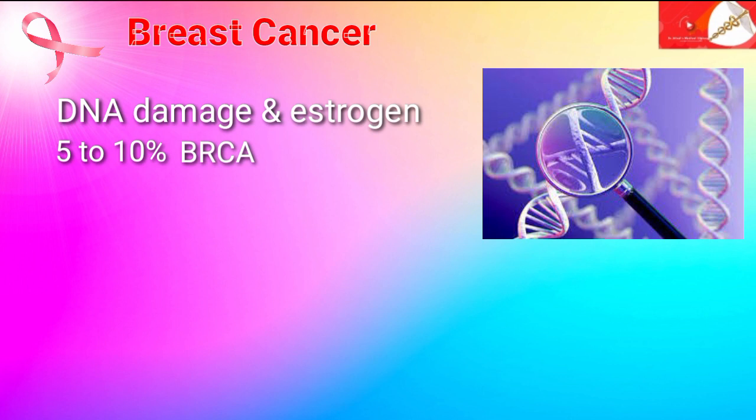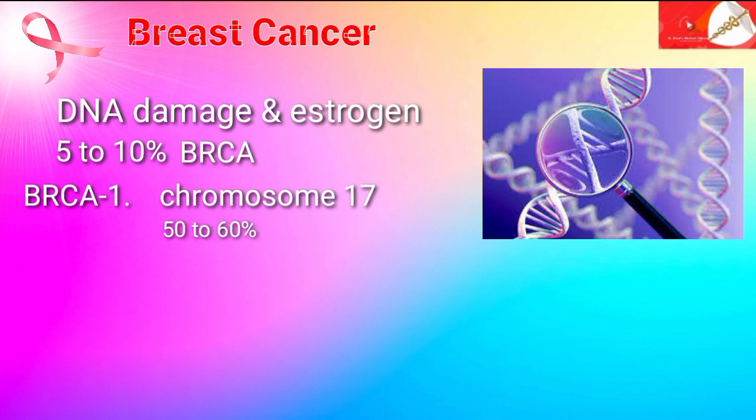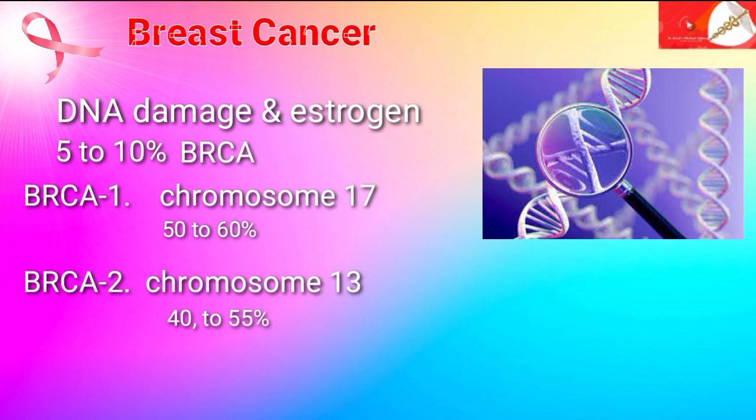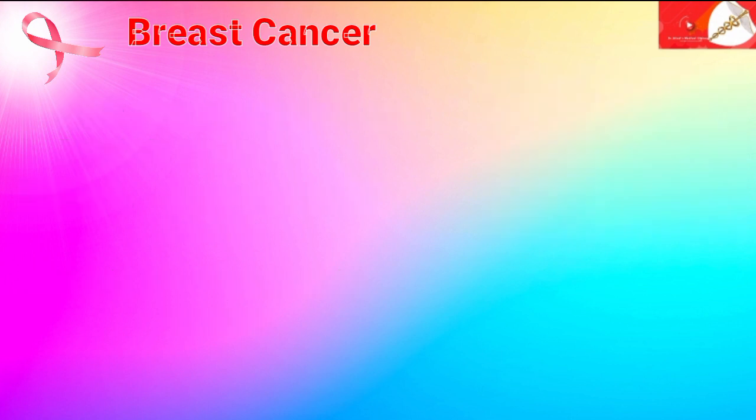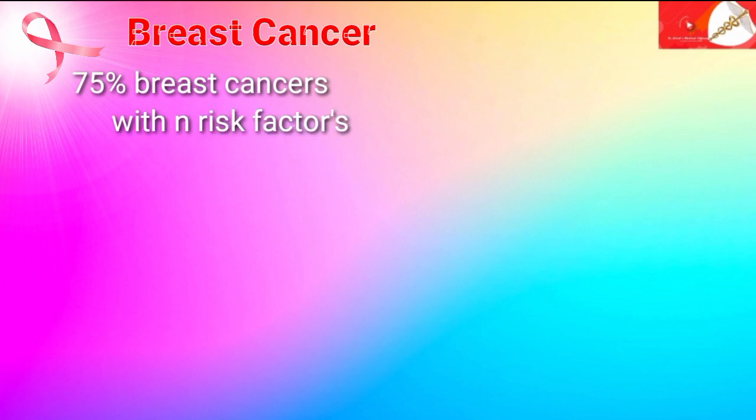In inherited breast cancer, a BRCA1 mutation, a tumor suppressor gene located on chromosome 17, can cause 50 to 65% of breast cancers. Whereas BRCA2, a tumor suppressor gene located on chromosome 13, can cause 40 to 55% of breast cancers. However, it is said that 75% of breast cancers occur in women with no risk factor.